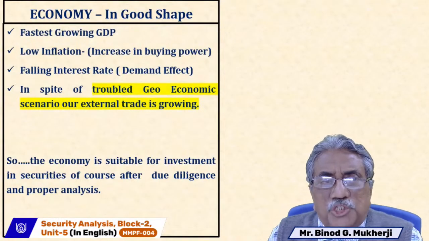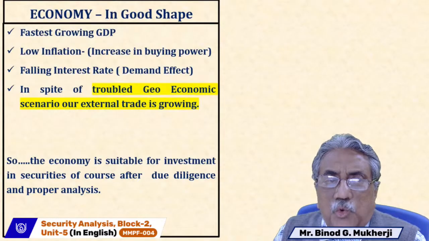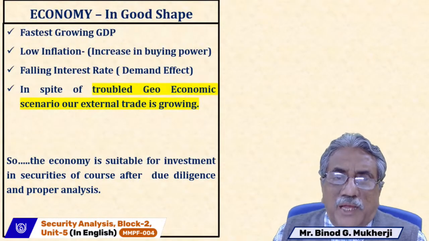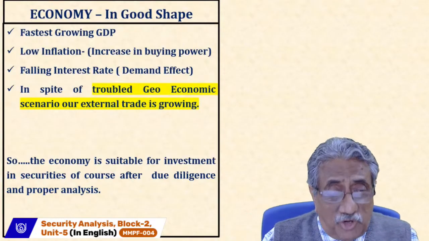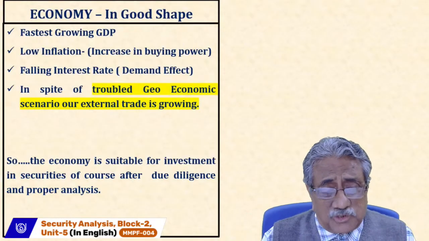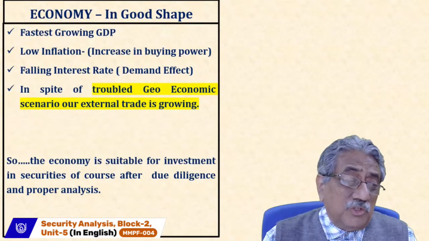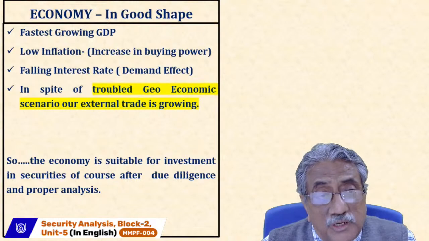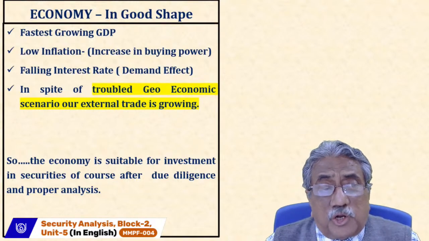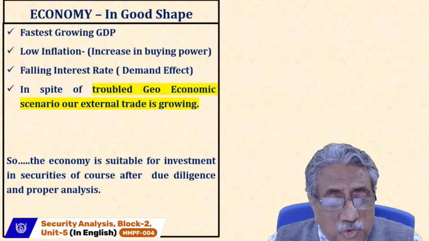Summing it up, the economy is in good shape: fastest growing GDP, low inflation, increase in buying power, falling interest rate, and a demand effect. Falling interest means a demand effect. Suppose the interest rate has gone down, you don't mind buying the car now, rather than postponing it. In spite of a troubled geo-economic scenario, our external trade is growing.